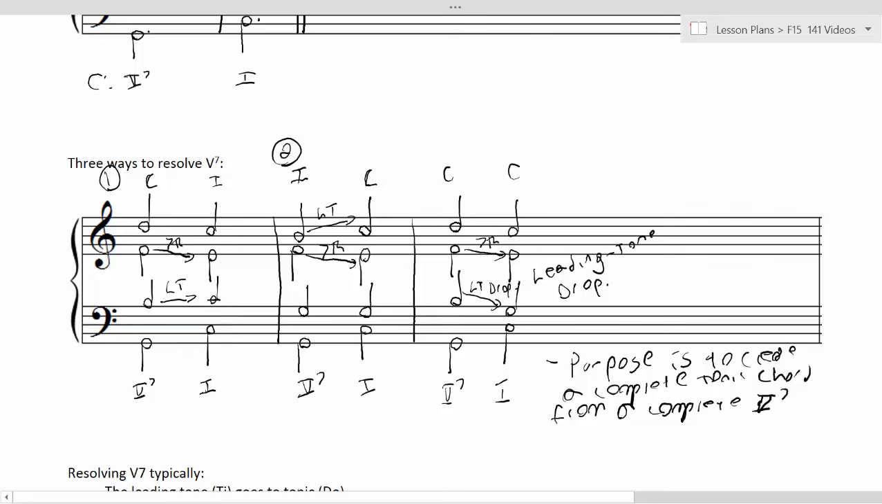The reason I'm emphasizing this is because we can't just not resolve the leading tone whenever we feel like it. We need to make sure that the reason we're not resolving the leading tone is because we want a complete tonic chord, and the dominant 7 is also complete.